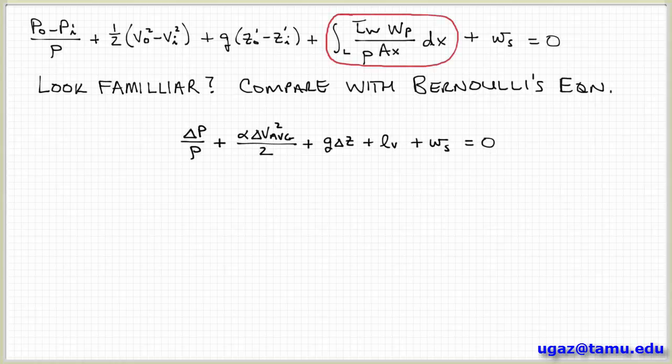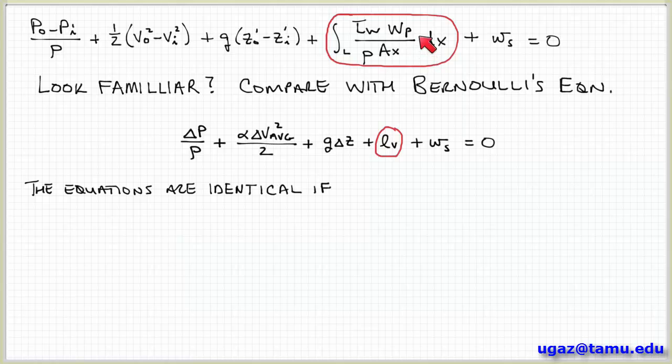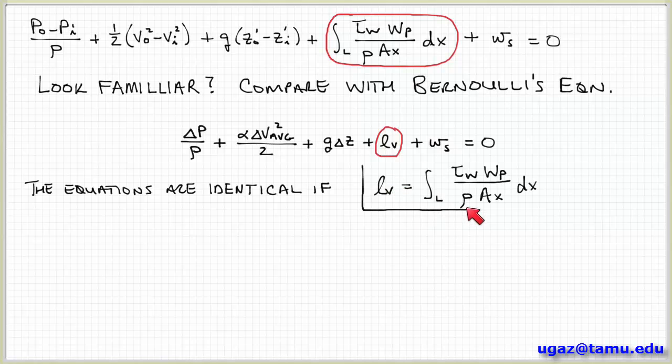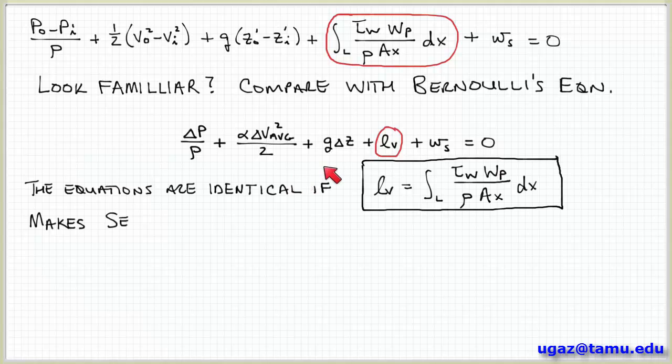So these equations would actually be identical when this viscous loss term is equal to this term in the momentum balance that represents the wall drag. And so, right, if L sub V is equal to this integral of the wall shear stress times the perimeter over rho times the cross-sectional area dx. So this actually makes perfect sense, because this is what we said all along.